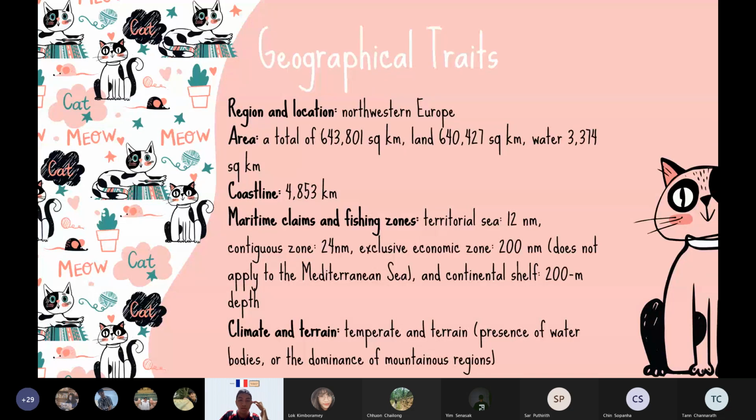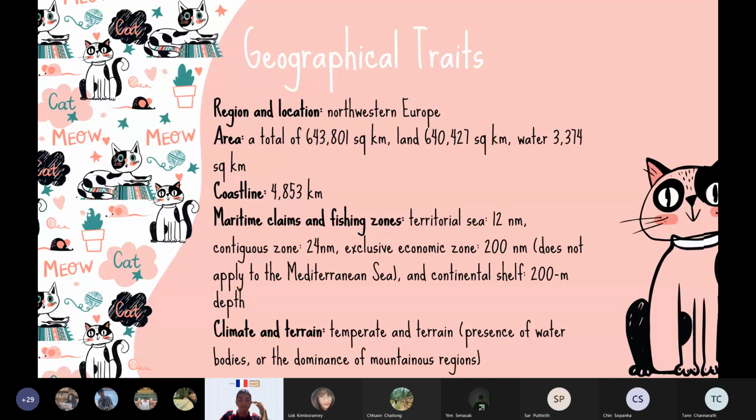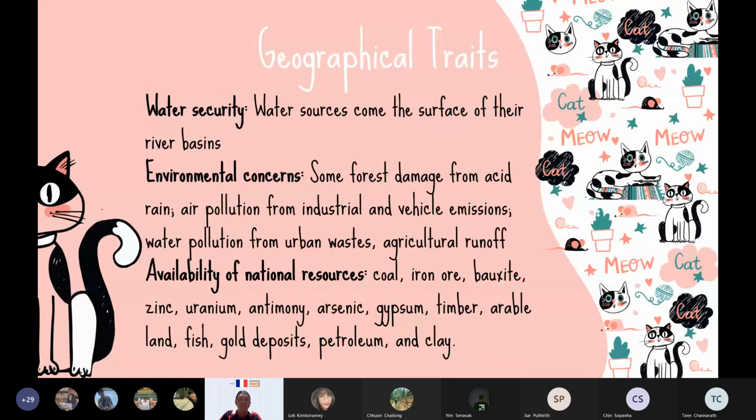And for our climate and terrain, we are temperate. And next for geographical trade, our water sources come from the surface of our river basins. Our environmental concerns include acid rain, air pollution, and also water pollution, mainly from urban and vehicle emissions, and also from agricultural runoff as well. And for our availability of national resources, we have coal, iron ore, uranium, zinc, as well as fish, petroleum, and clay.